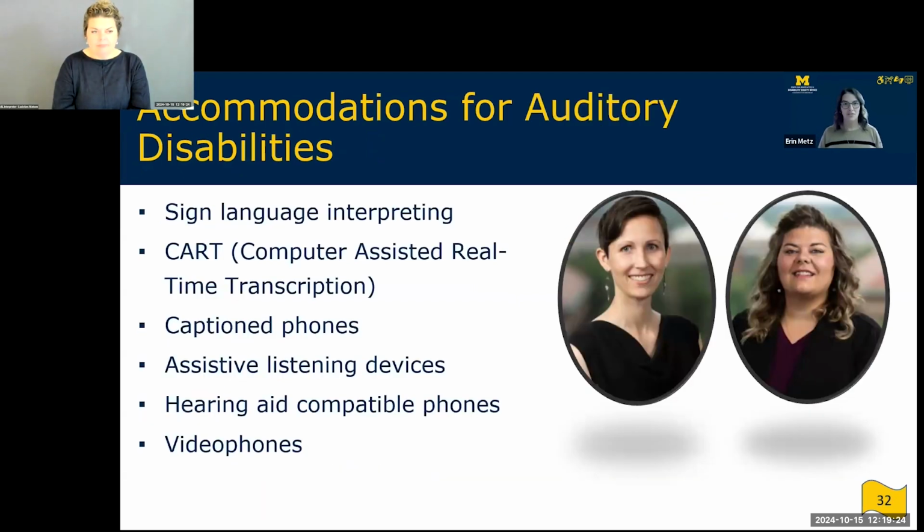There are also accommodations available for those with auditory disabilities, like sign language interpreting. We have pictured here Casey and Casey Ann, who are our staff interpreters for the office. We also have CART, computer assisted real time transcription, which is also here for us today. Also, captioned phones, assistive listening devices, hearing aid compatible phones, and video phones. Even things like FaceTime can be accommodations for those with auditory disabilities.